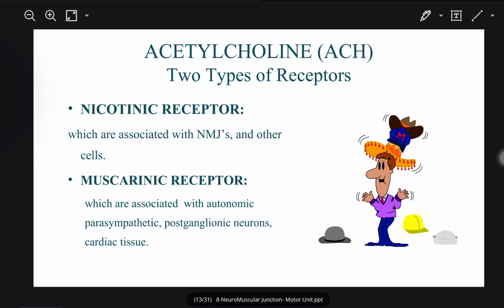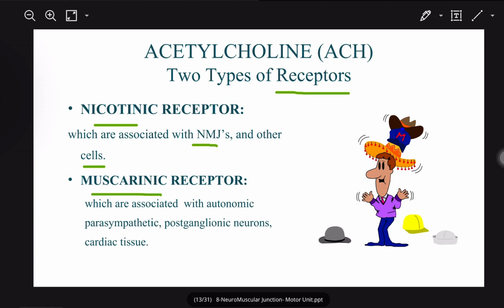For acetylcholine, we have two types of receptors. We have nicotinic receptors and we have muscarinic receptors. The nicotinic are usually associated with the neuromuscular junction and other cells. They have a similar nicotine withdrawal effect in general. You just need to know them. You don't need to know the details of what they are and how they function, because this is beyond the scope of what we are supposed to know. But if you have a question, we're happy to answer.